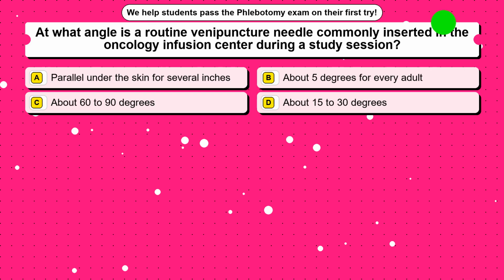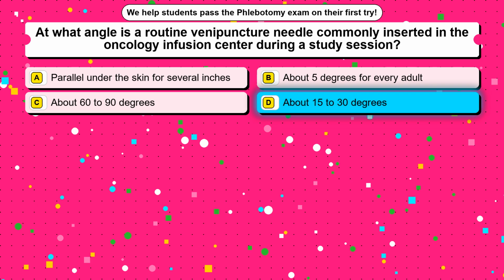Question 14. At what angle is a routine venipuncture needle commonly inserted in the oncology infusion center during a study session? Option A, parallel under the skin for several inches. Option B, about 5 degrees for every adult. Option C, about 60 to 90 degrees. Option D, about 15 to 30 degrees. The correct answer is option D, about 15 to 30 degrees.